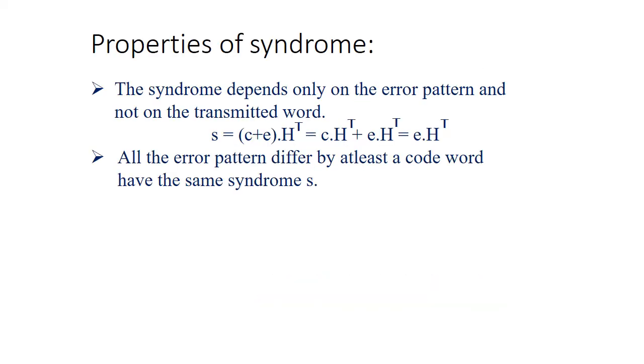Properties of syndrome. The syndrome depends only on the error pattern and not on the transmitted word. So S is equal to (C plus E) into H transpose, which is equal to C into H transpose plus E into H transpose, equal to E into H transpose. So all the error patterns that differ by at least a code word have the same syndrome S. This is the main property of the syndrome. The syndrome will change according to the values that occur in the given data.